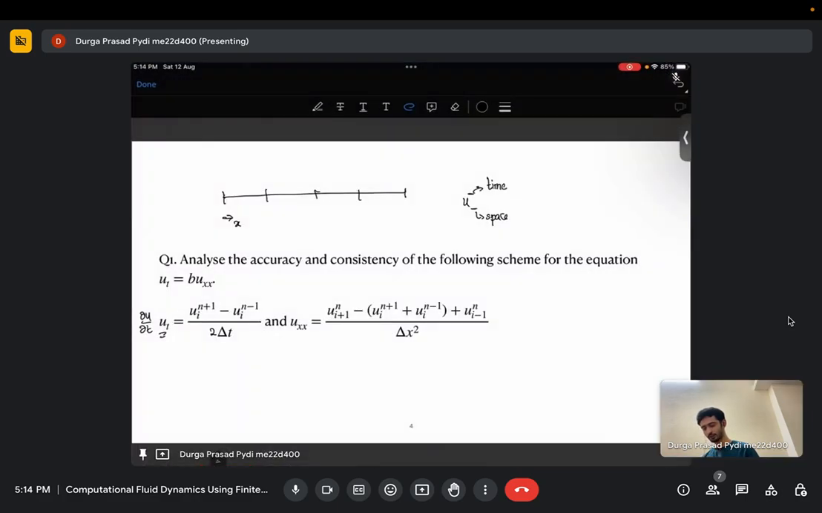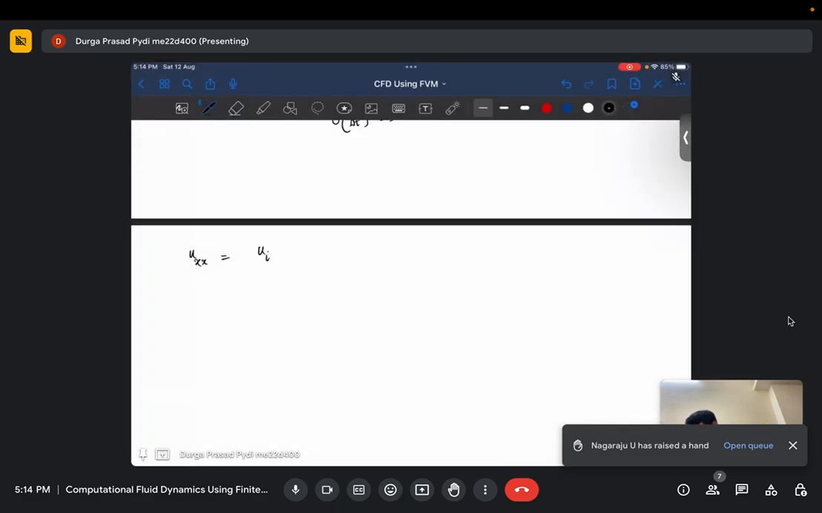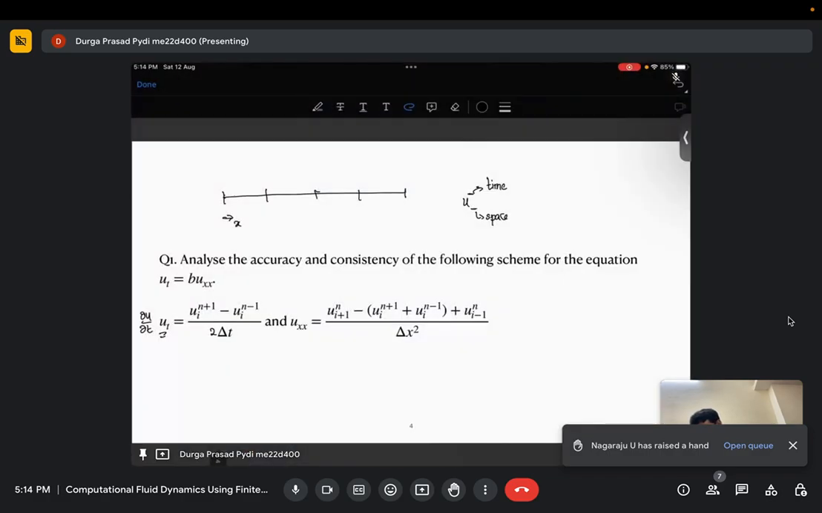So maybe you can try this out yourself and see what is the order of this equation or its accuracy. No, it's not clear for me how you are getting that u i n minus 1 term in the first place. So anyways, this one. So the u i n minus 1, there is this term, right? Yes. So now, someone raised a hand. I'll let him speak then.